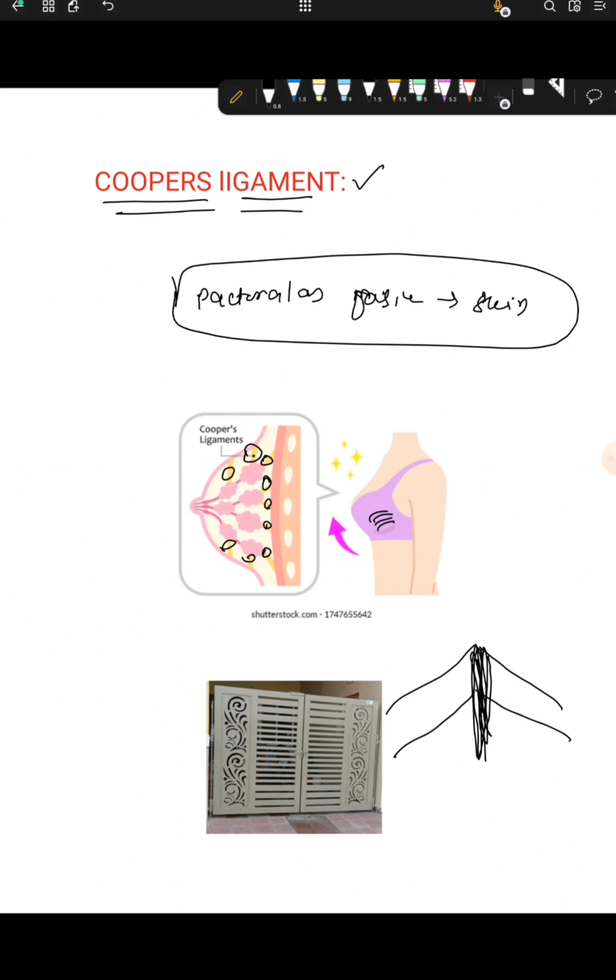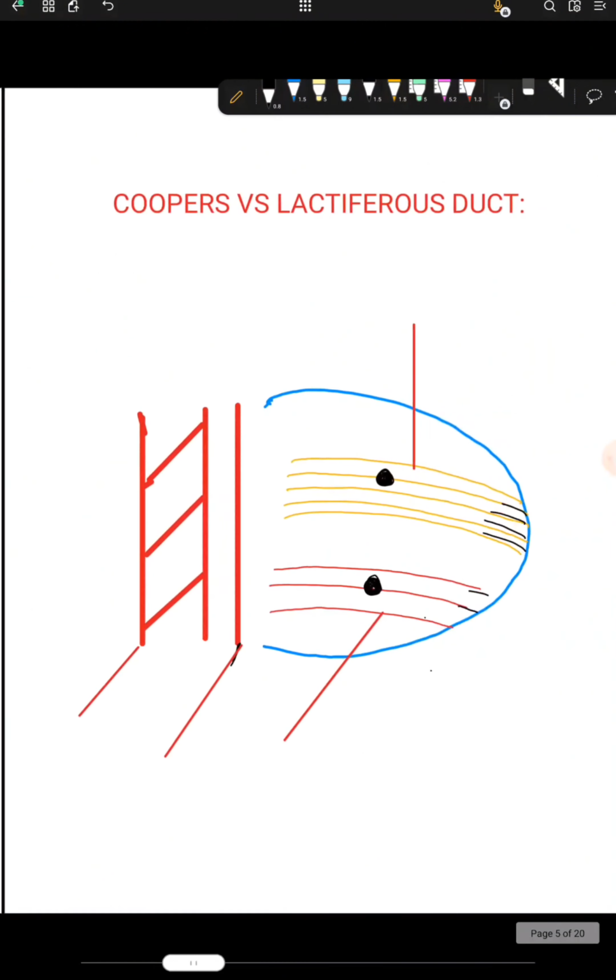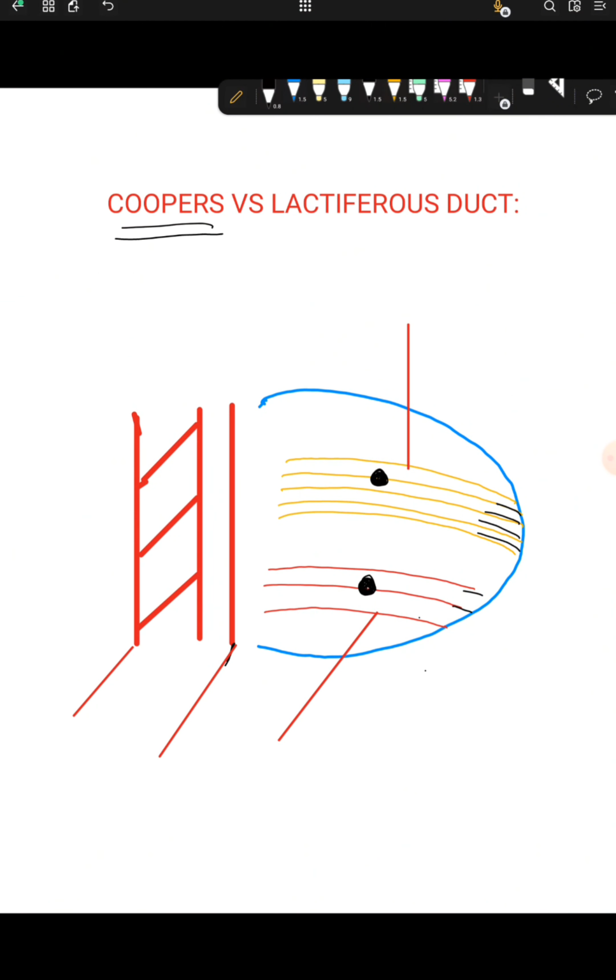Remember, right? Just talk about the Cooper's versus lactiferous ducts. These are the two most important terms you should know about it. The lactiferous duct and the Cooper's ligament are what? So these, the yellow linings, are the lactiferous duct, where it drains, where it goes into the nipple.